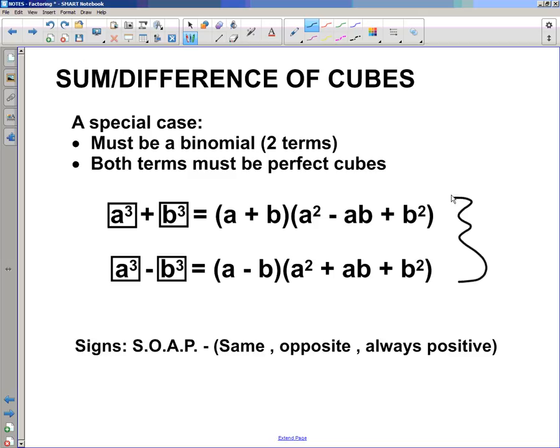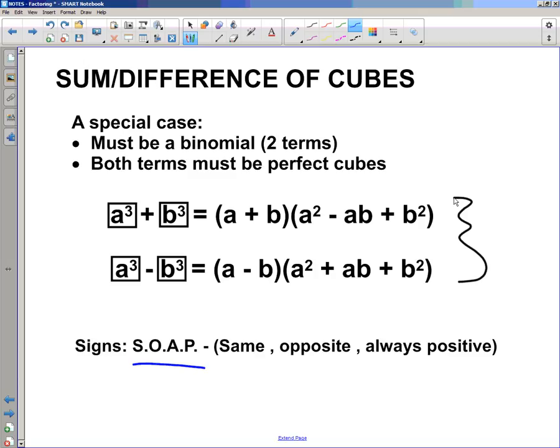And you'll notice that the forms for both of these are pretty similar. You're going to need to memorize these. But fortunately, if you can memorize one, then you'll probably be able to get the other one pretty quickly. The only thing that really changes between the two are the signs. And there's a really great way to remember how the signs work. It's using the mnemonic SOAP, which stands for same, opposite, and always positive.